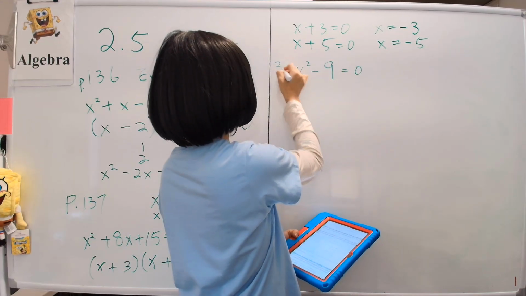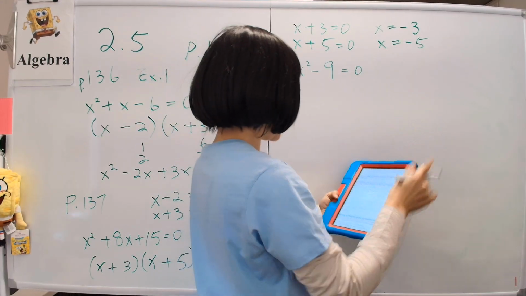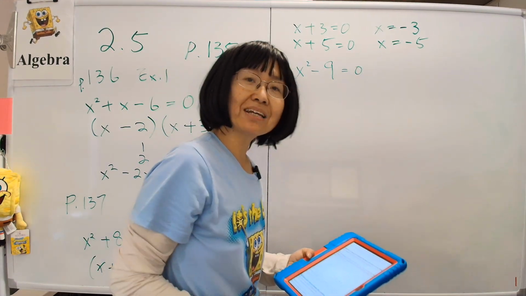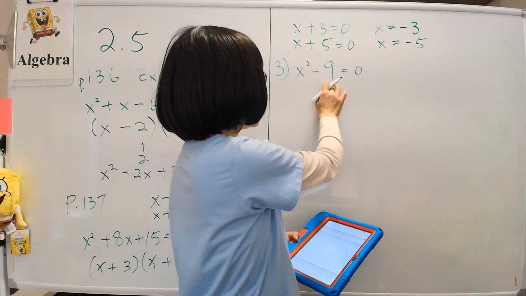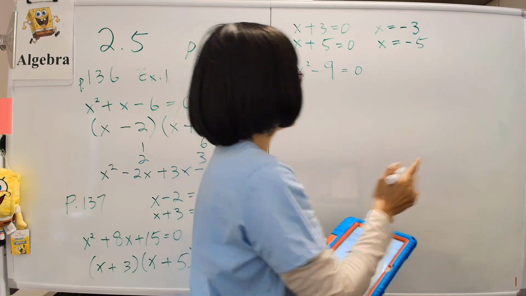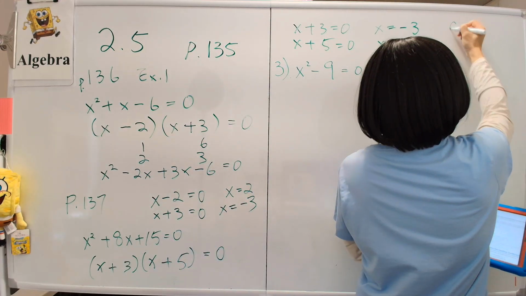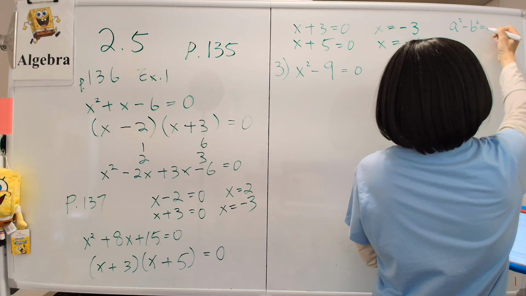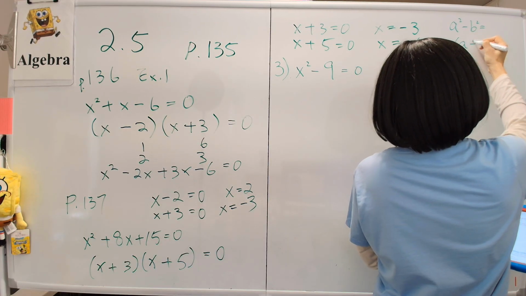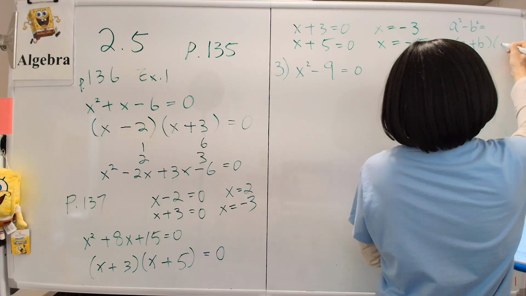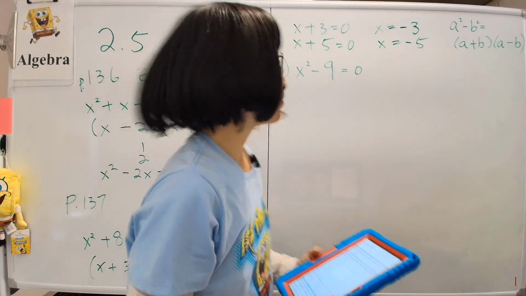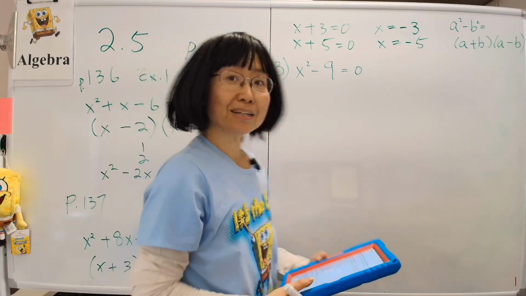This is example 3, on the following page. Whenever you see two squares being subtracted, you always remember this good old formula: a squared minus b squared equals a plus b times a minus b. This is an extremely important formula that will be seen all the time. So if you don't remember it, you will.